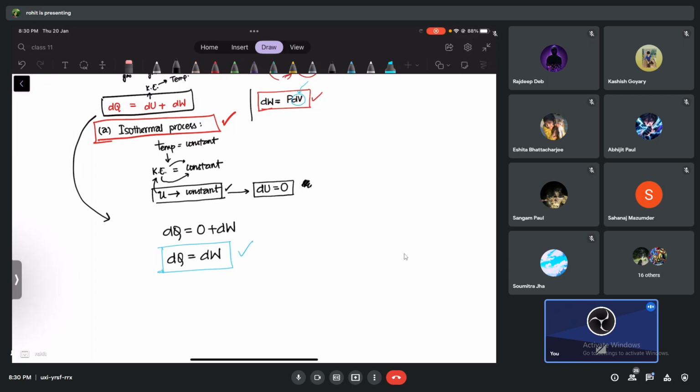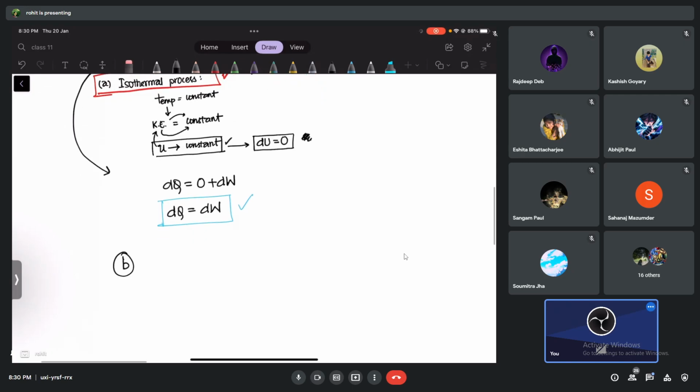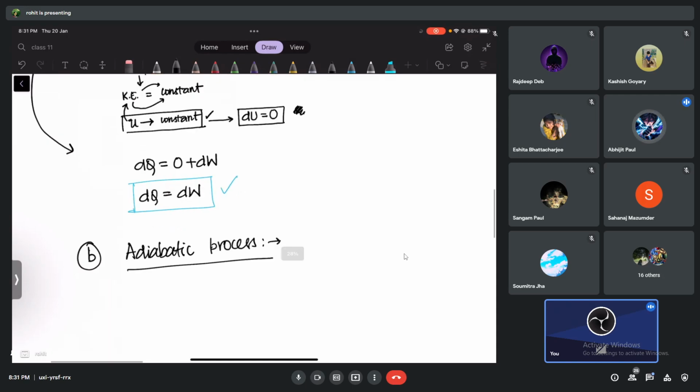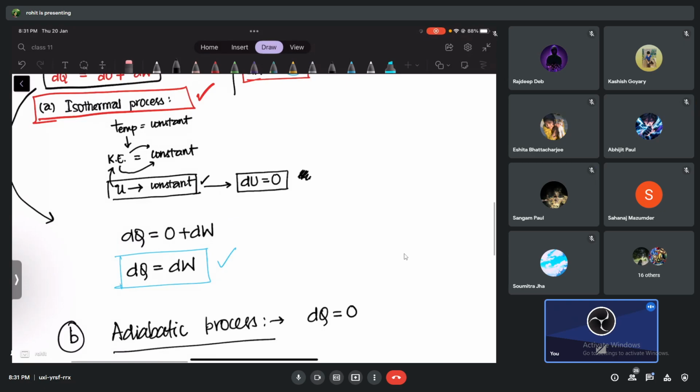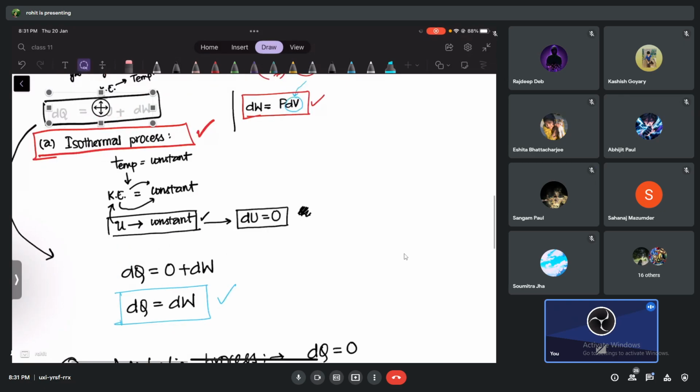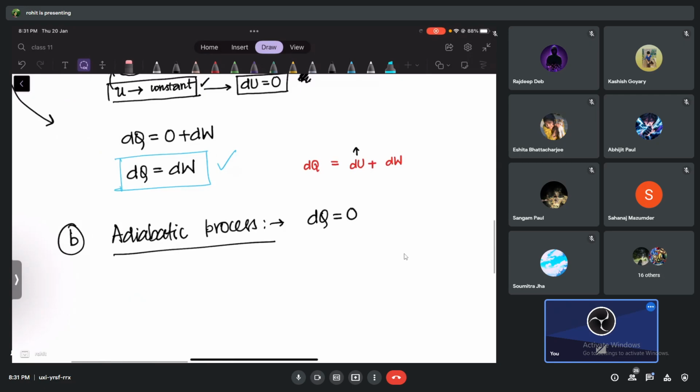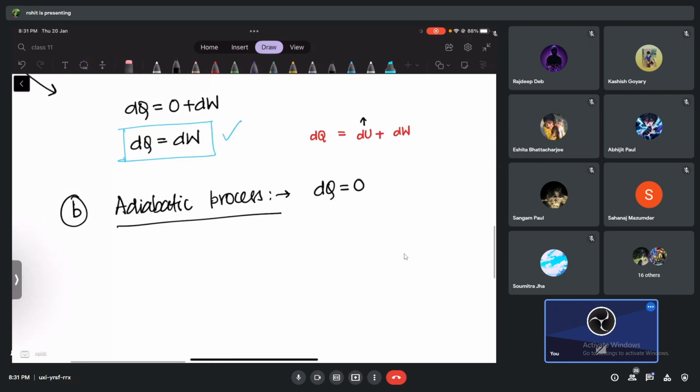Let's go to the adiabatic process, number B. Tell me what happens in an adiabatic process. Can the heat enter or leave? What is the amount of heat gained or lost by the gas? Zero. Now let's apply the first law of thermodynamics again. How much will I get now? 0 will be equal to dU plus dW. Is it okay?